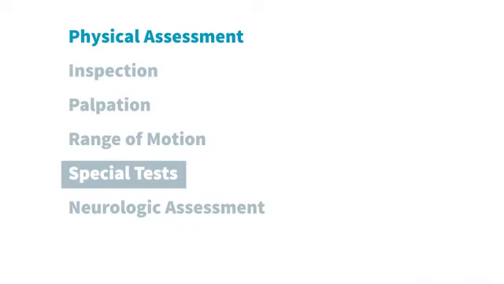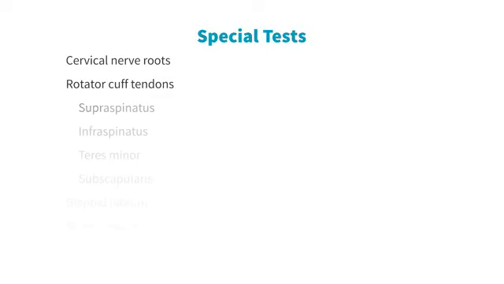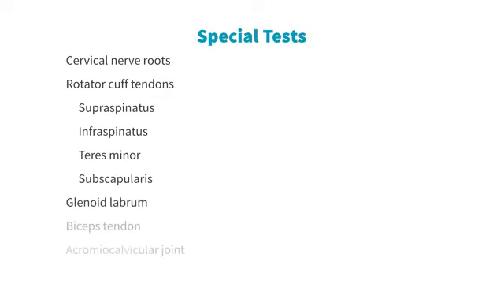An assortment of special tests have been developed to examine individual structures of the shoulder. It is important to recognize that many variations exist for each test. Regardless of the maneuver utilized, a standard physical exam of the shoulder should include provocation and analysis of, at a minimum, the following structures: cervical nerve roots, rotator cuff tendons, glenoid labrum, biceps tendon, and acromioclavicular joint.